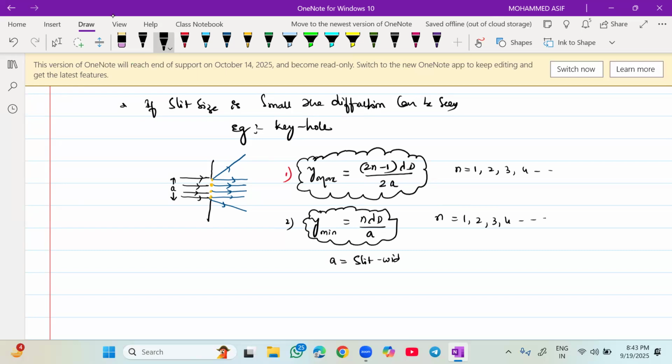I'm not going into much detail, and only writing whatever is required, otherwise you'll get confused unnecessarily. So how do you calculate the bright point in the single slit diffraction experiment? In the single slit diffraction experiment, Y maxima, or the nth bright point, is calculated with the formula (2n minus 1) into lambda into capital D divided by 2a. And Y minima is n lambda into capital D divided by small a, where a is nothing but your slit width. Am I clear?